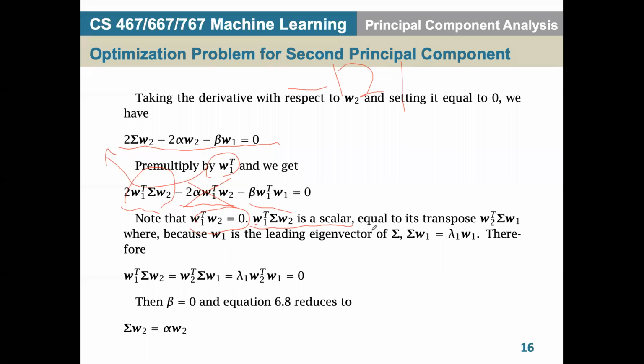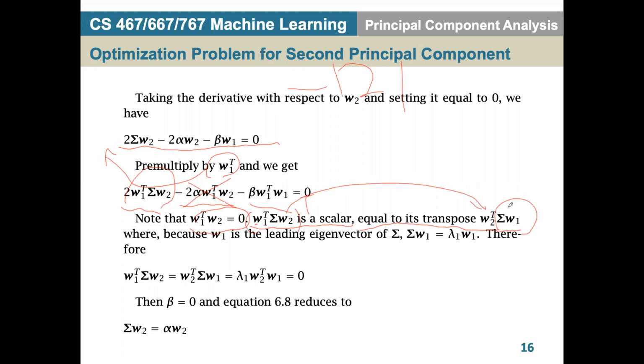But another thing important, what does it equal to? Here we do a transpose. So if we do this transpose, this becomes W2 transpose, sigma transpose, which is sigma itself because it's a symmetric covariance matrix, and W1 transpose. Because it's a scalar, it's equal to its transpose. So these two are equivalent. Now let's look at sigma W1.